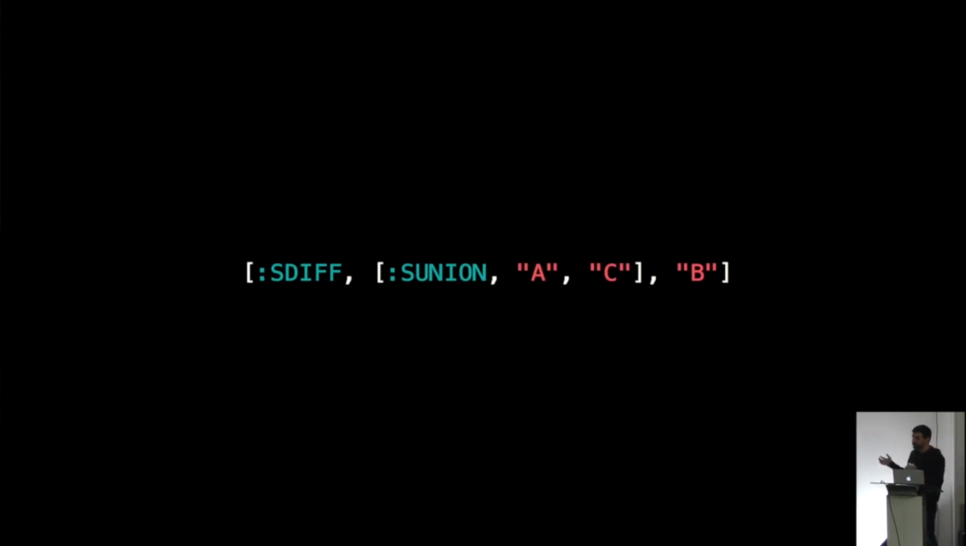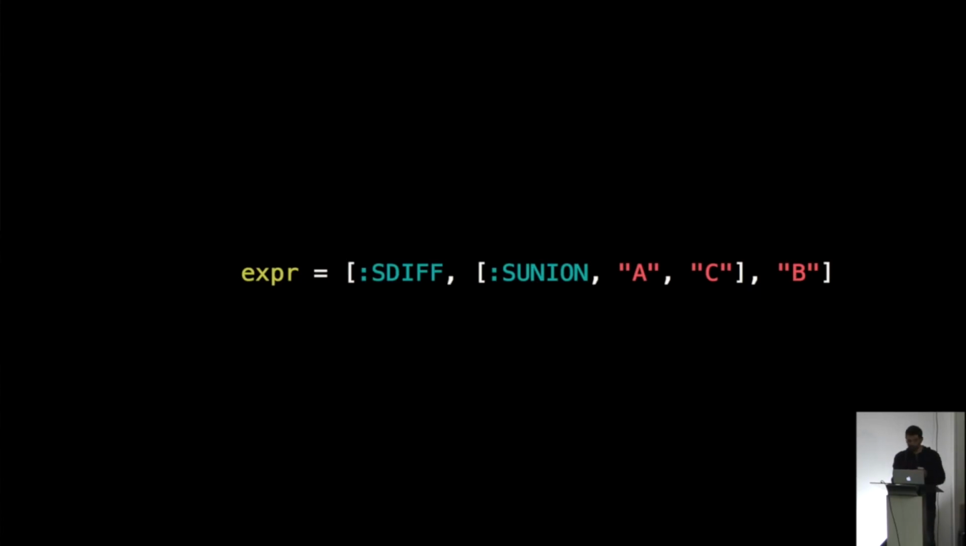So this is Ruby. It's the way to define this S-expression in Ruby. It's an array with an array inside. That's the first operation we want to do. And the result of that, well, we want to do the difference between that result and B.